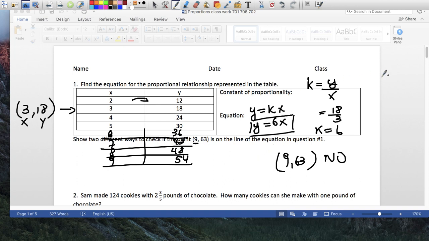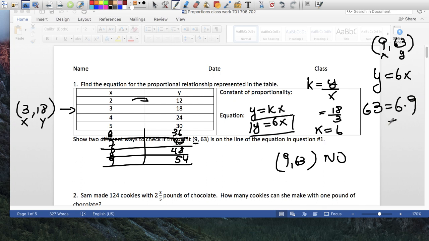Another way of checking is using the equation. y equals 6x is my equation. So let's use the point 9, 63 and see if it works. This is my x and this is my y. If I replace my y with 63, I get 63 equals 6 times 9, and you can tell that 6 times 9 is 54, which is not equal to 63, so it's not on the line.